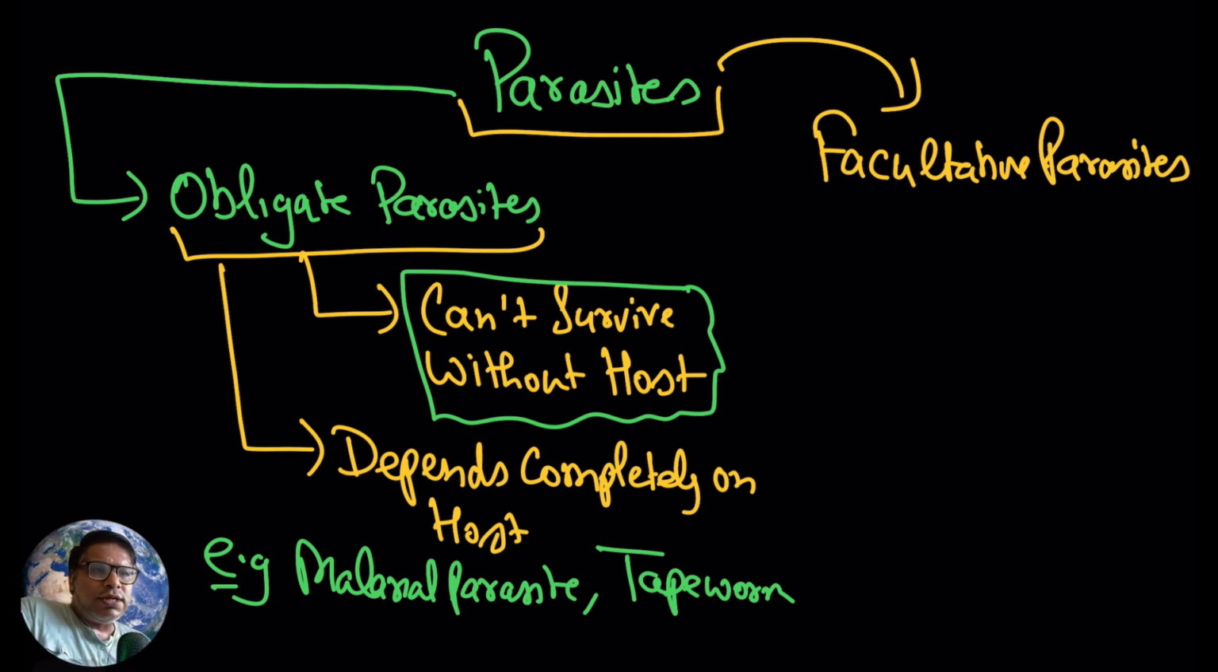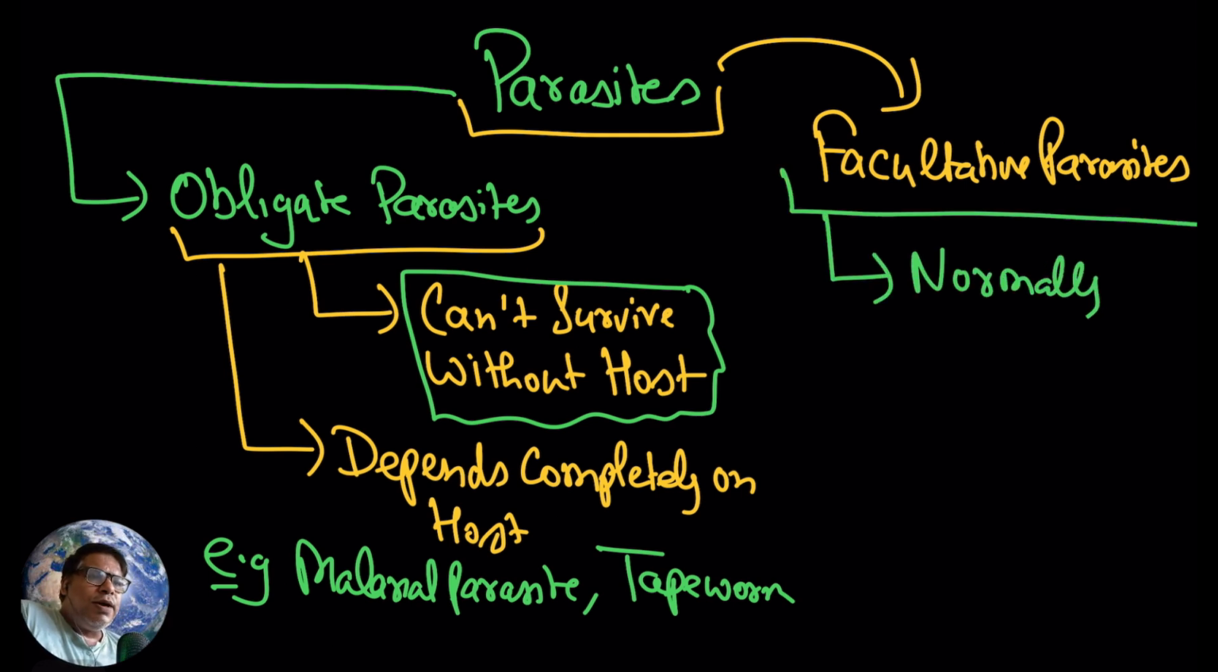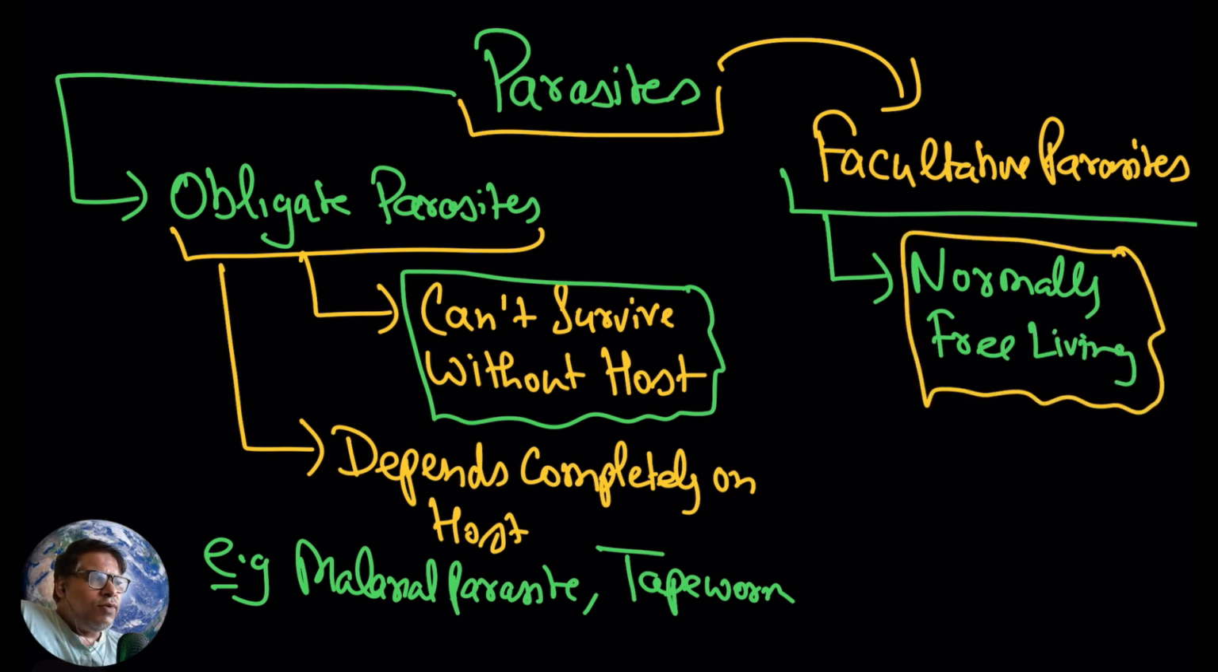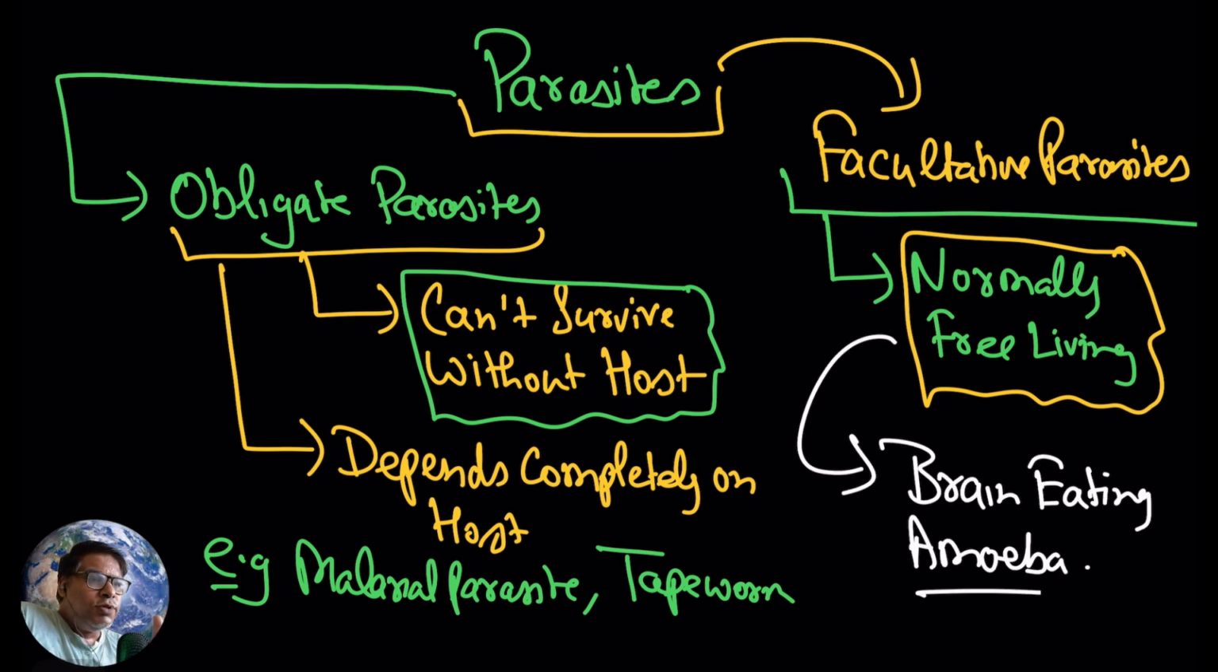Now let us discuss facultative parasites. Keep in mind, these facultative parasites are generally free living, meaning they can survive even in absence of host. The best example I want to give you is the brain eating amoeba. The brain eating amoeba is an example of facultative parasites. Now let us move further.